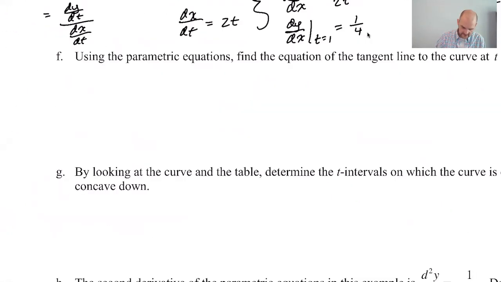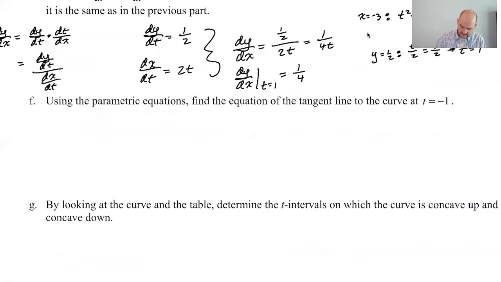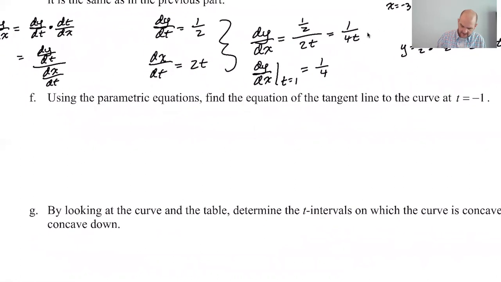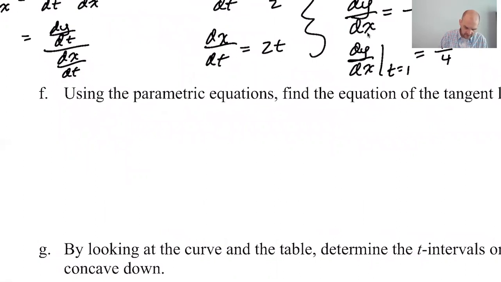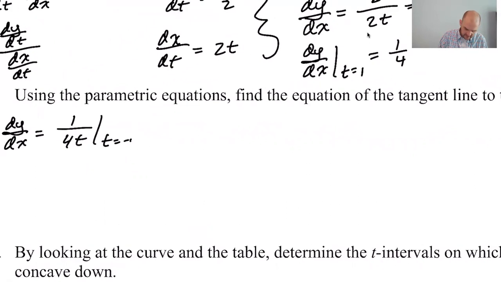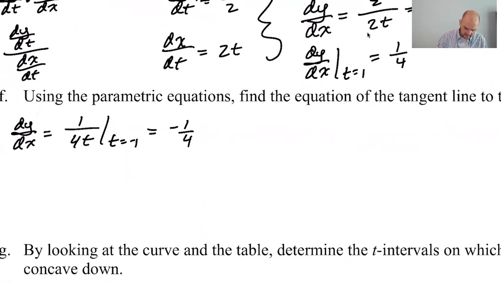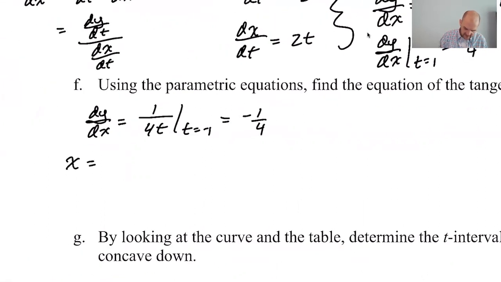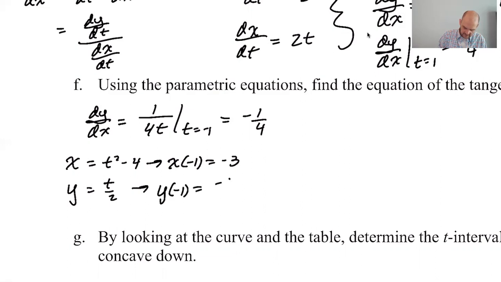All right, let's see. Use parametric equations to find the equation of the tangent line at t equals -1. I'm borrowing some stuff here. We said dy/dx from the previous part is 1/4t, and we're being told that t is -1. So dy/dx such that t equals -1 is -1/4. And x we know is t squared minus 4, so x of -1 is going to be -3. And y is equal to t over 2, so y of -1 is -1/2.